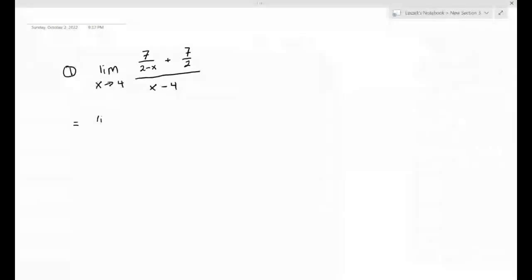Okay, so we're going to compute a limit with fractions. The natural thing to do here is to find a common denominator for the two fractions on top. A common denominator that always works is simply the product of the two individual denominators, so 2 times 2 minus x. So I'll just multiply the top and bottom of the first fraction by 2, and multiply the top and bottom of the second fraction by 2 minus x.